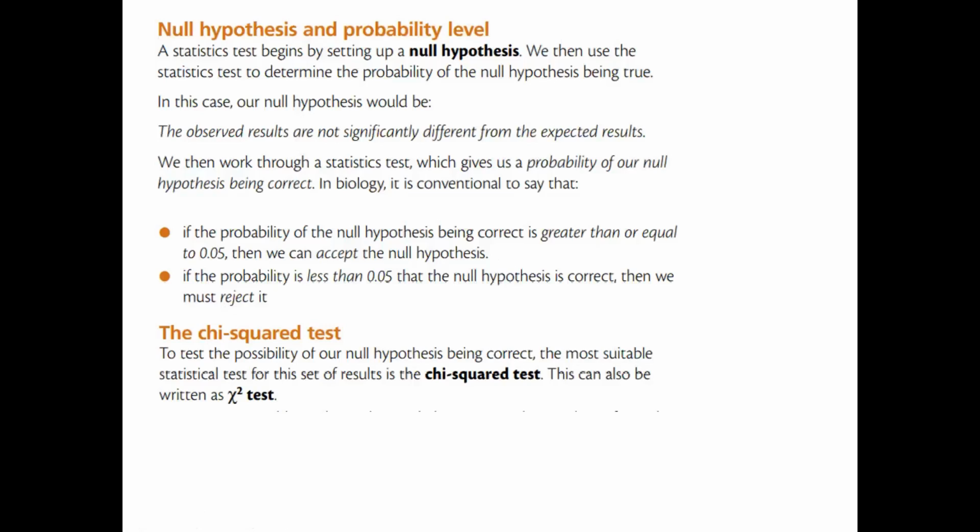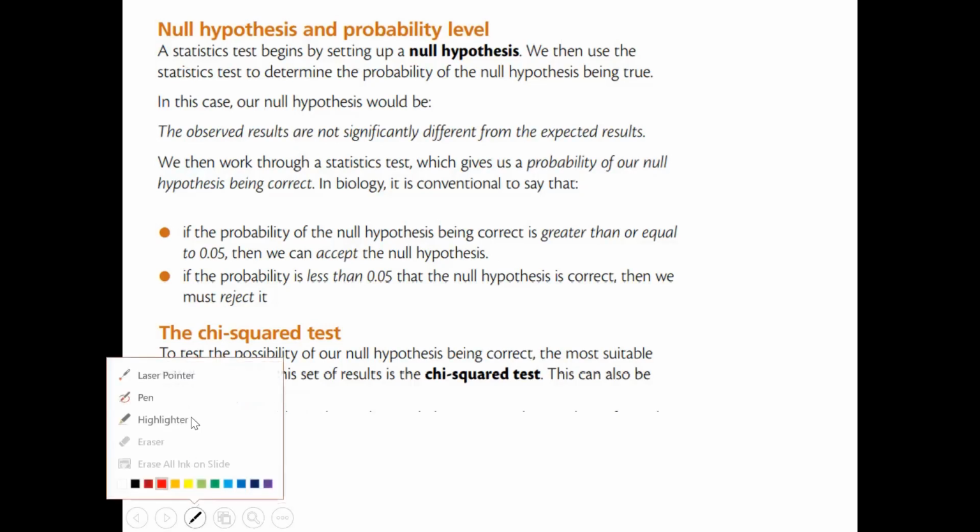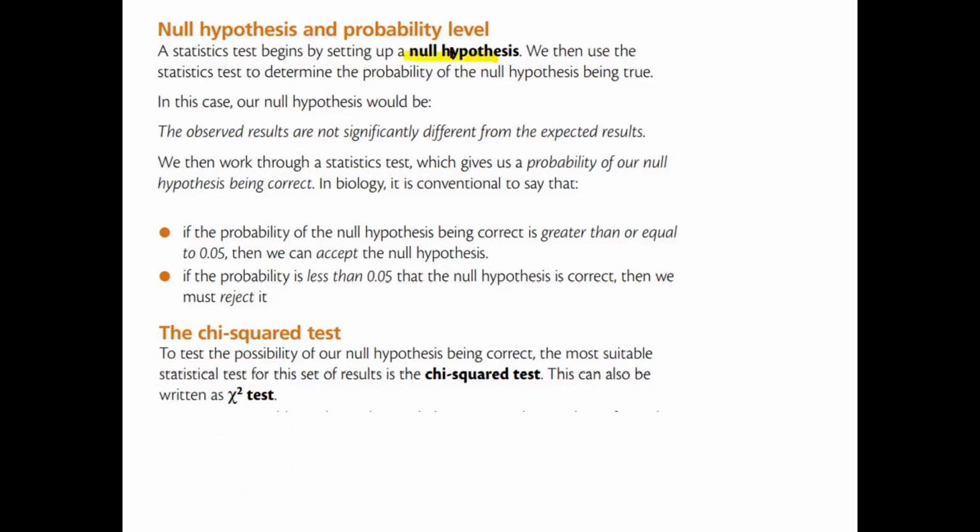For the chi-square test to begin, or whenever we're conducting a statistical test, we always start by setting up a null hypothesis. The null hypothesis is a statement, for instance, that the observed results are not significantly different from the expected results, because this is what we expect. We say that this is our expectation.